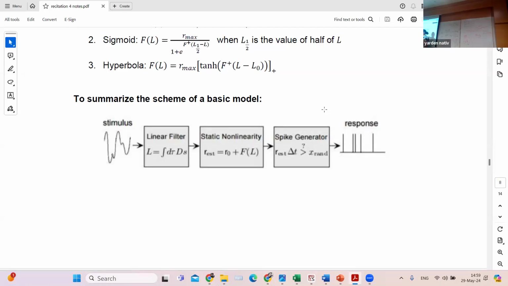Like you are doing in project 2 in the Poisson simulation, and then you have this response. So we were learning a lot about this part of the spike generator, and in this recitation I want to talk about this, but I'll focus only on this. Just keep in mind that in most real world problems, we also have this static nonlinearity at some point.